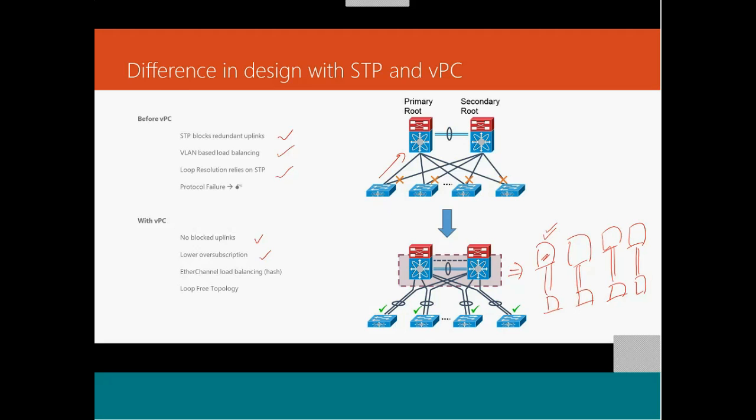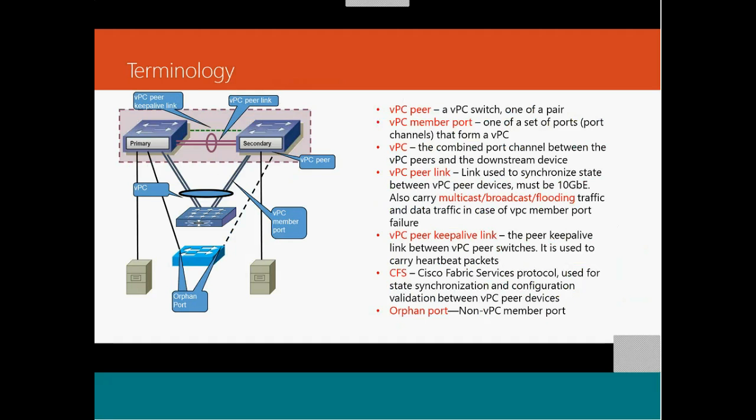All right. So the different terminologies used in vPC start with the vPC peers. Suppose these are the 2 Nexus switches, Nexus N7K1 and N7K2.